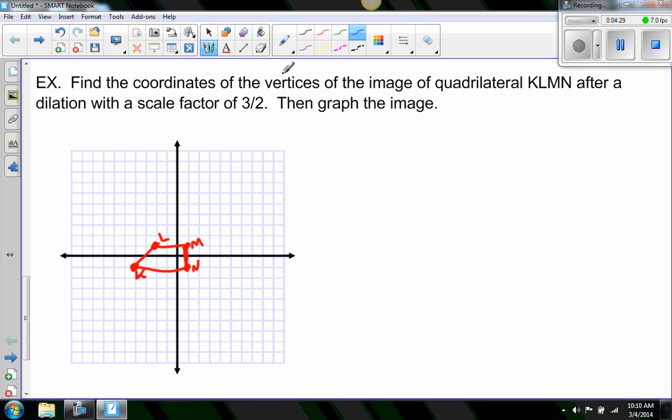The image of the quadrilateral KLMN, which I have already drawn here, after a dilation with a scale factor of 3/2. So 1.5, in other words, is probably going to be easier to use than 3/2, right? To do 3/2, I'd have to take it times 3 and divide it by 2. So it'd be easier just to change it to a decimal, since that comes out nice.